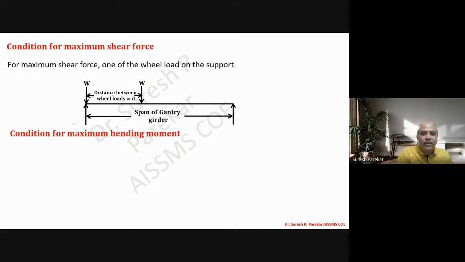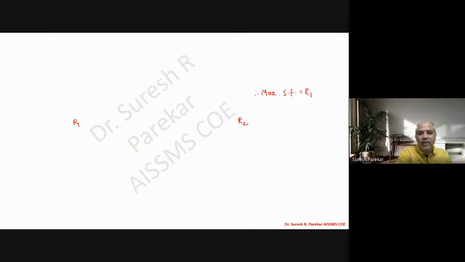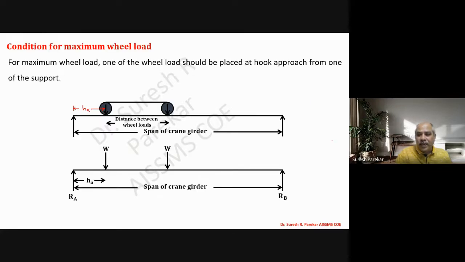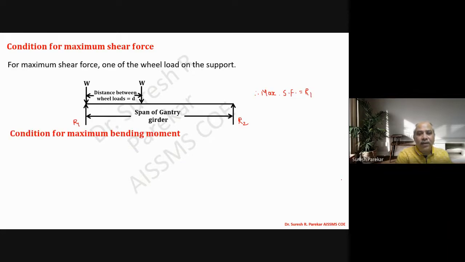So we may have R1, R2, and maximum shear force we will get as R1. So you write down here, therefore maximum shear force equal to R1. And then here you can write, in the last, maximum wheel load equal to RA by 2. So that we should know. And then we will have maximum bending moment.